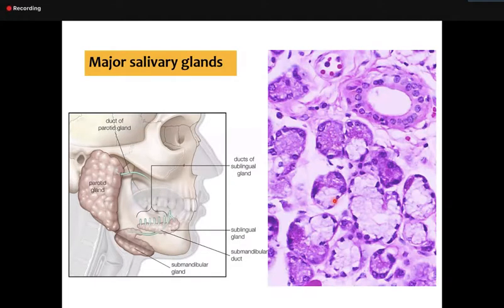I will explain it further when describing xerostomia, because some drugs which can inhibit the function of the parasympathetic nervous system, they can inhibit salivary secretions, and as a result they can cause xerostomia and dryness of the mouth.